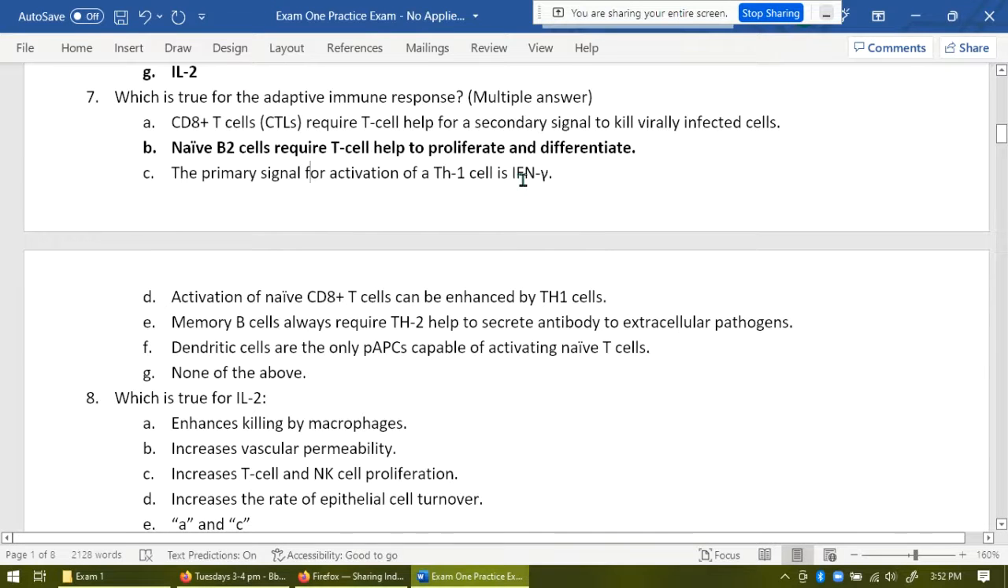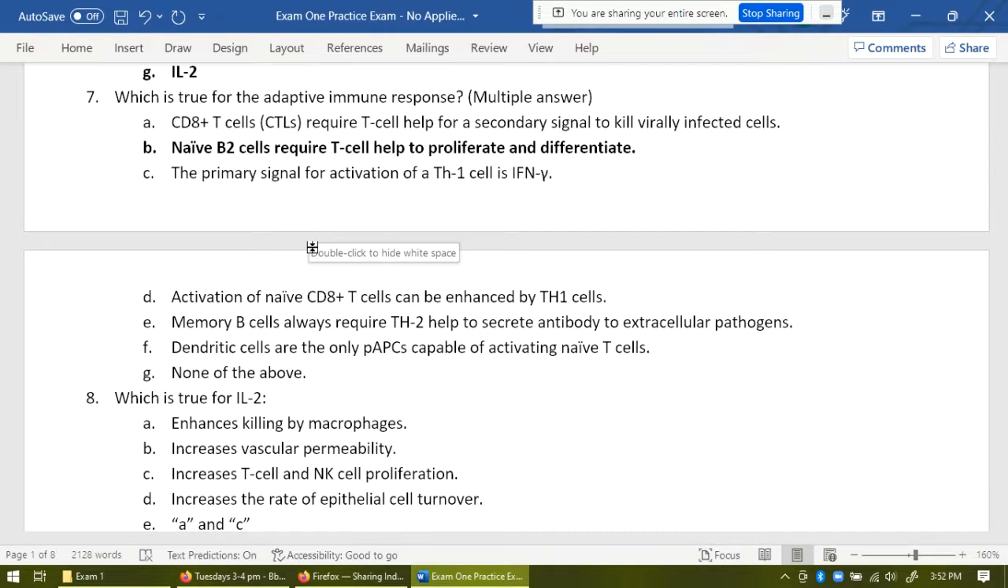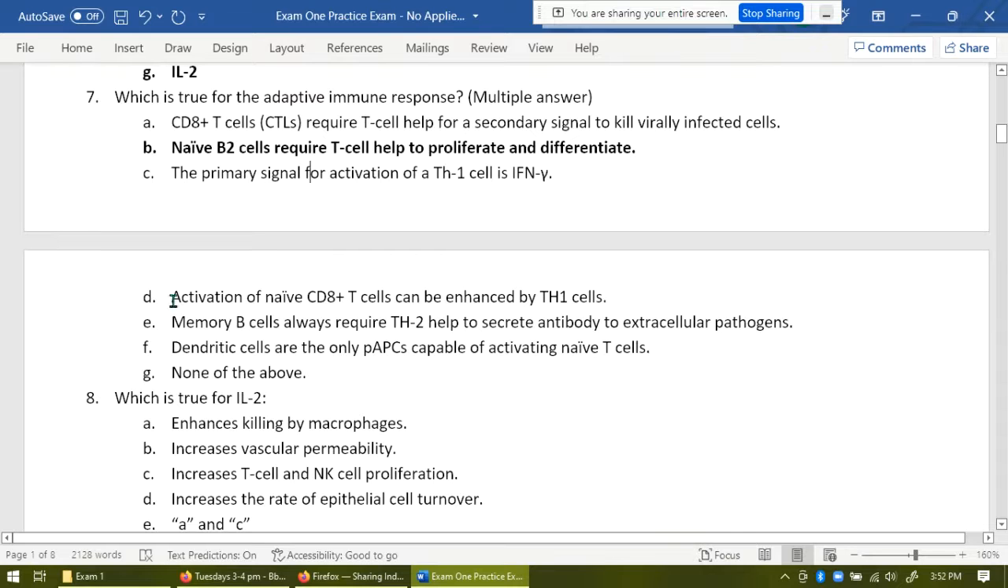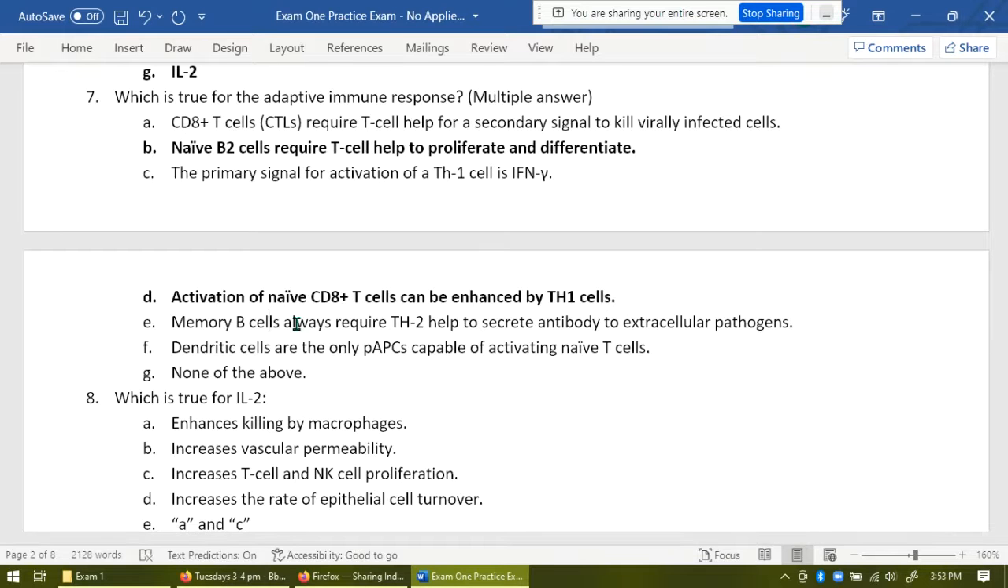Primary signal for activation of a Th1 cell is interferon gamma. Not true. Primary signal is always the T cell receptor binding to MHC2. Activation of naive CD8 cells can be enhanced by Th1 cells. That is absolutely 110% true. IL-2 and interferon gamma can both serve as a secondary signal for activation of CTLs when they're naive. Only when they're naive. When they've already differentiated, they don't need any help to go kill things.